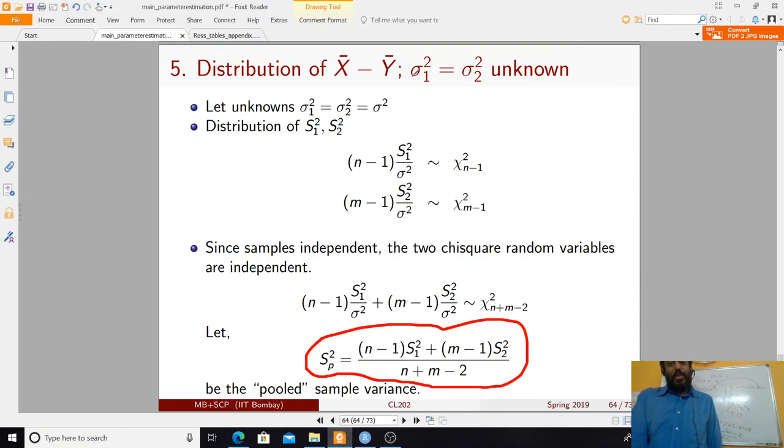So I was talking to you about this, where you have case 5, okay, where sigma 1 square, sigma 2 square are unknowns, but they are equal. And when they are equal, then we can find this pooled variance as I had written on the board. So that is what I had tried to do.